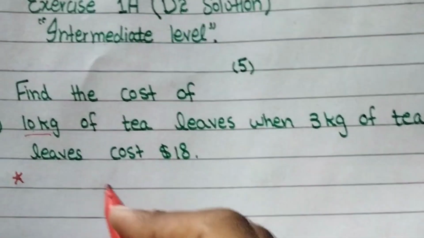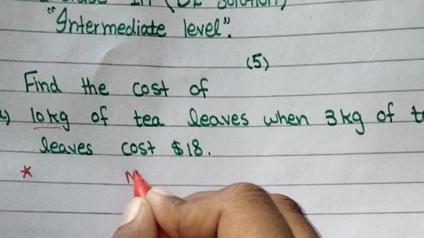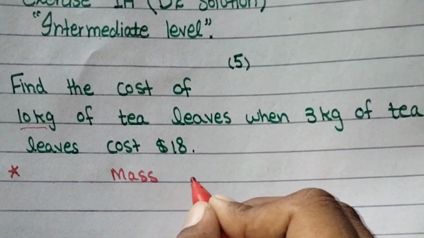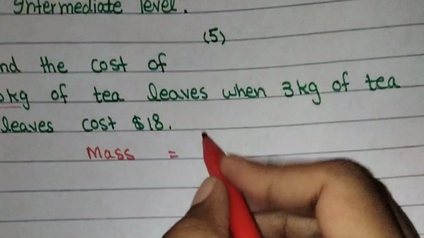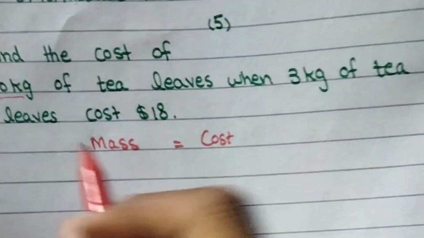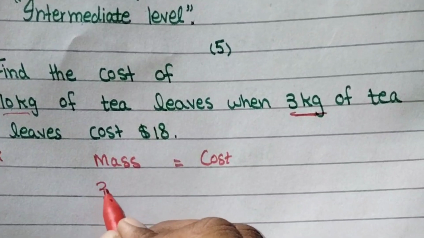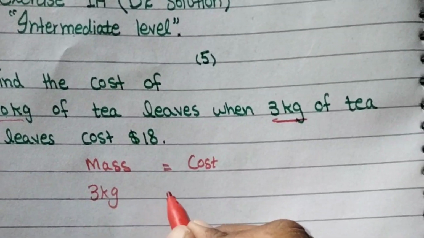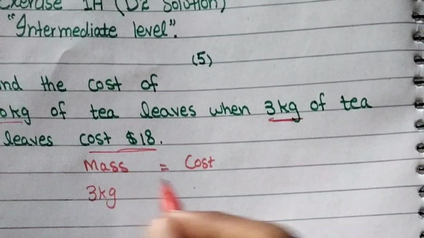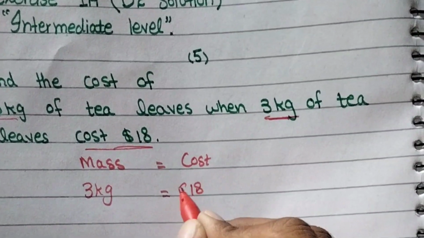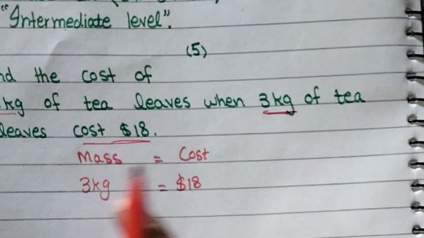Here we make two columns: mass and cost. As given, 3 kg of tea leaves is equal to $18. So I will write here 3 kg is equal to $18.